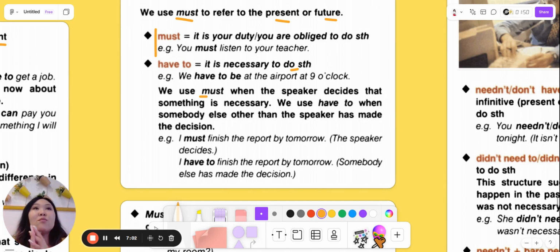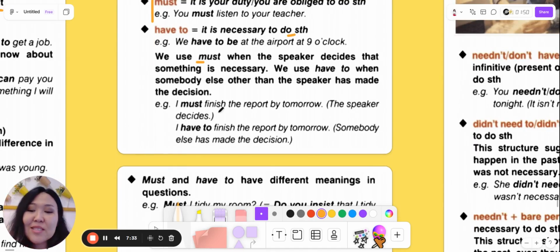For example, I decide for myself that I must keep a diet, or I must do my work well. I must finish all the tasks on the platform. But have to is somebody has made a decision for us, so we don't actually want to do it, but we have to. For example, I have to cook every day for my daughter. I have to wash the dishes. I don't want to do it, but I have to.